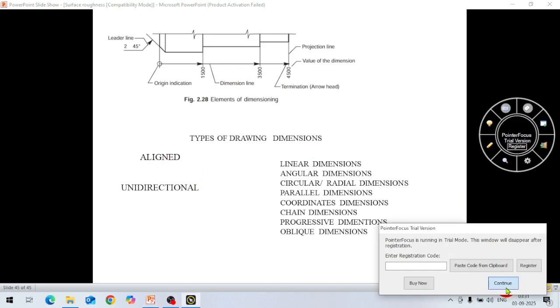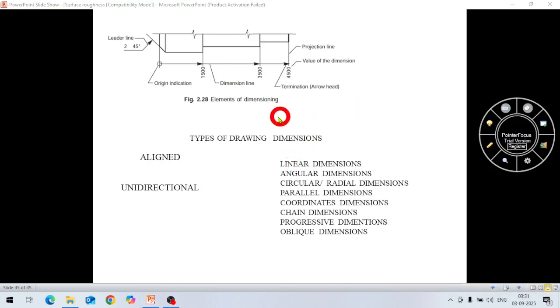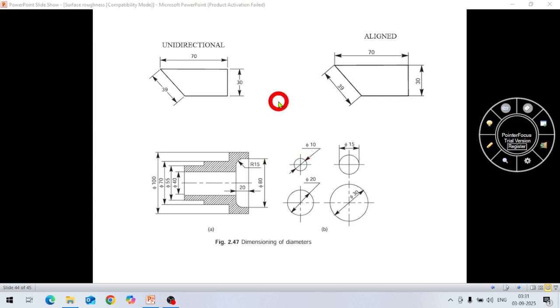So now one by one, if we discuss all these, linear dimension. Linear dimension means all the linear dimensions. It may be horizontal or vertical. It is not angular, it is linear. So either in horizontal or in vertical direction. So these are linear dimensions. If you see here, these are all linear dimensions. This 70 is linear. This here is also linear. These are all linear dimensions. Okay.